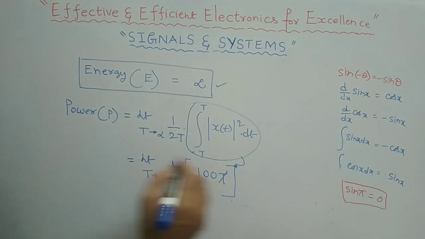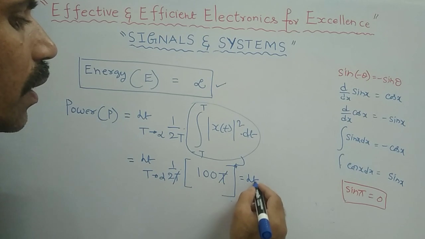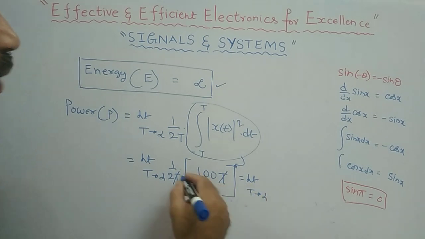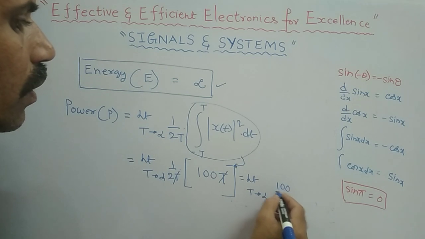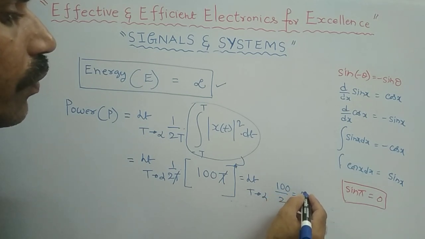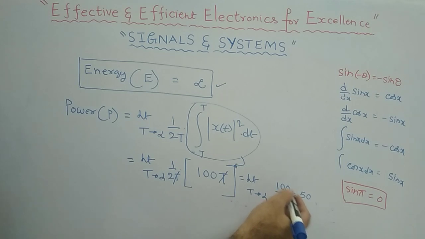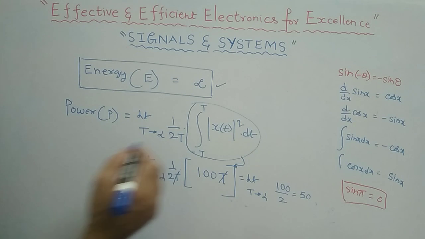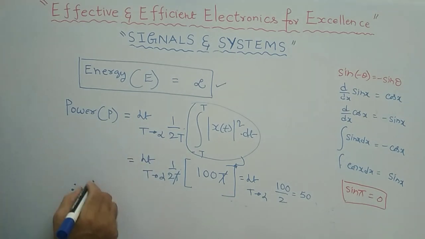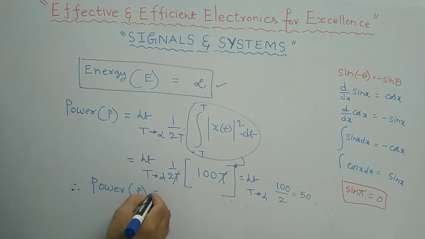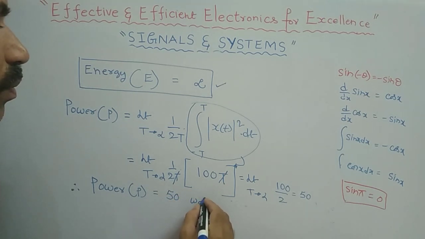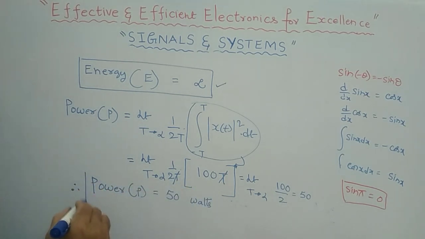Then what is this actually? This is equal to limit t tends to infinity of 100 by 2. 100 by 2 is how much? It is 50. Is there any t value? No. Therefore, if you apply t tends to infinity to this constant, only the constant remains. Therefore, your power P is equal to 50 watts. This is the answer, the power of that signal.